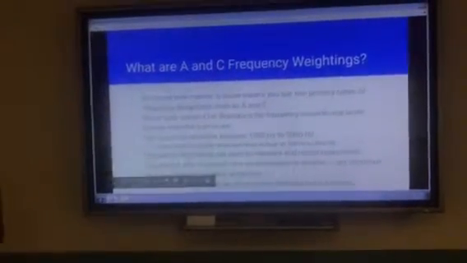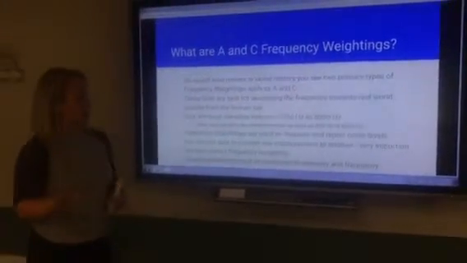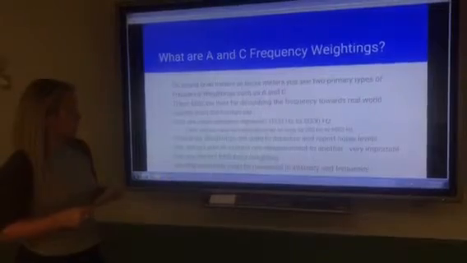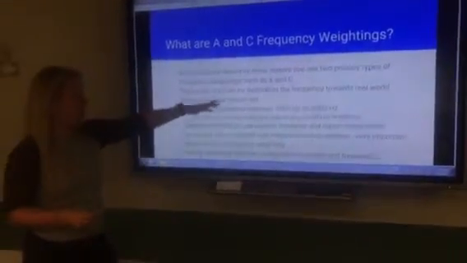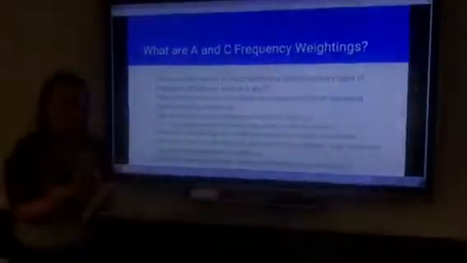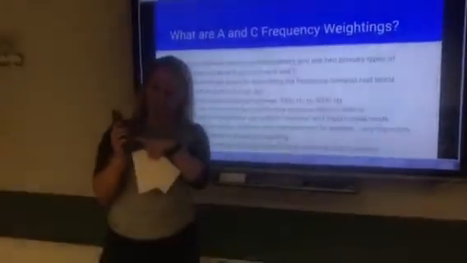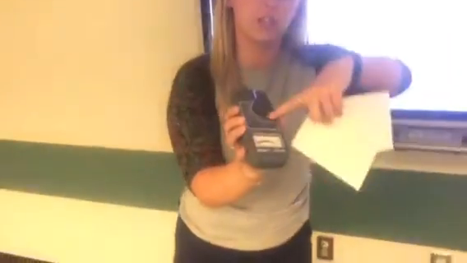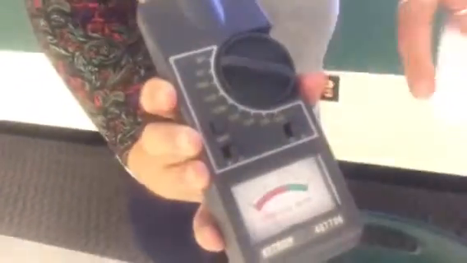Alright, so there are 2 different frequency weightings. Well, there's actually more than 2, but the 2 main ones are A and C. These are both shown on sound level meters, which Dr. Lee was able to let me borrow one of hers, and as you can see on here, it shows there's A weighting and C weighting. You just turn it back and forth.